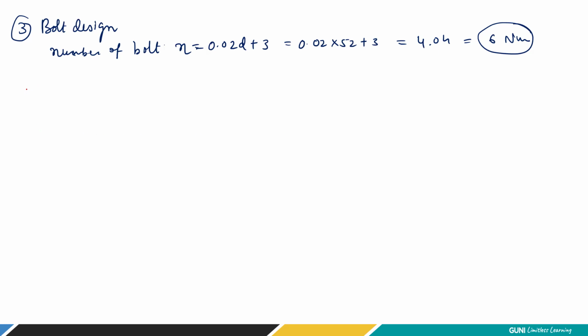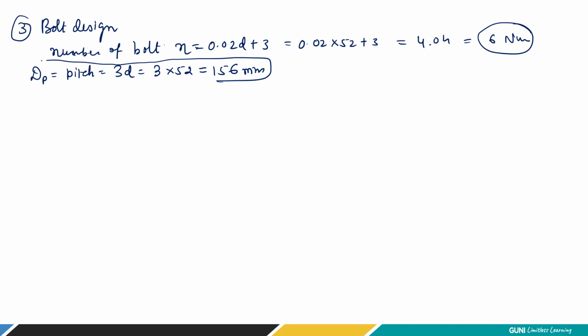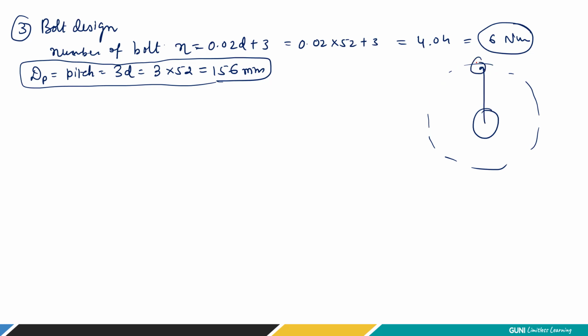Now let's find the value. Before that, we need to find out the pitch circle diameter, right? So pitch circle diameter is 3 times shaft diameter. So 3 into 52, it is 156 millimeter, on which we are going to fix the bolts, right? It is simply a pitch circle diameter from the center, on which we are going to fix these 6 bolts.